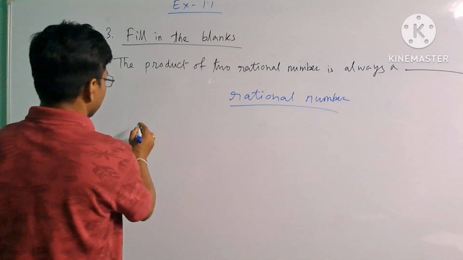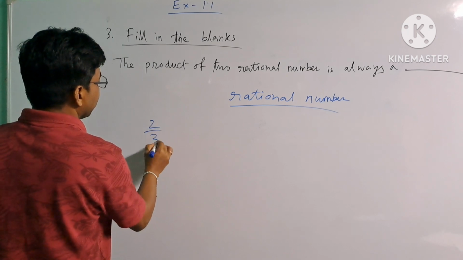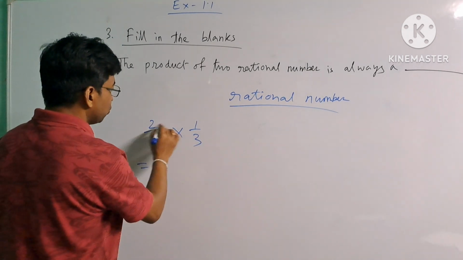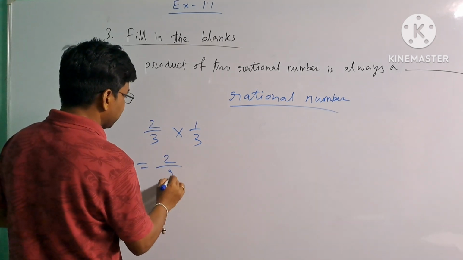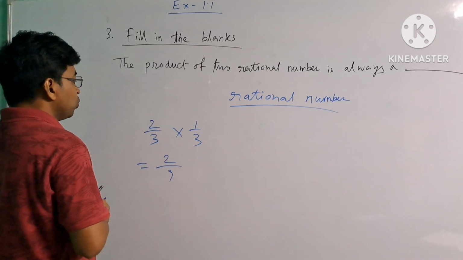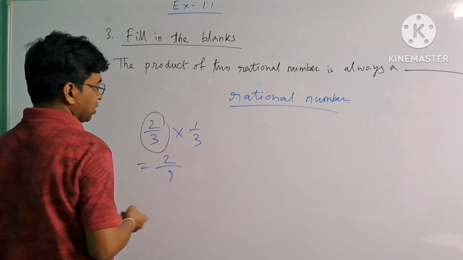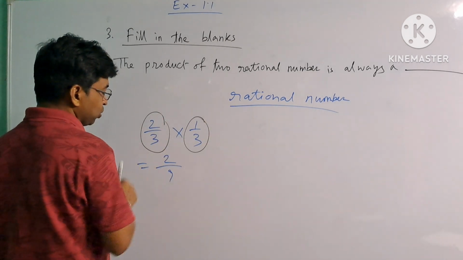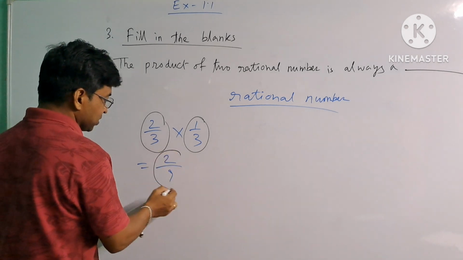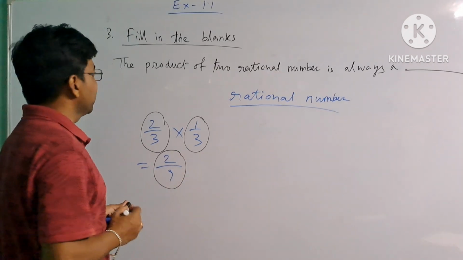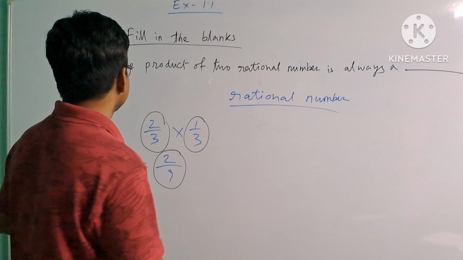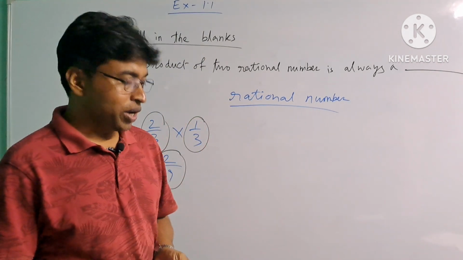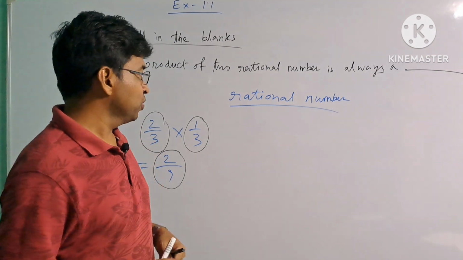Let's take an example. If we multiply 2 by 3 into 1 by 3, we will get 2 1s are 2 and 3 3s are 9. Here 2 by 3 is a rational number and 1 by 3 is a rational number. If we multiply two rational numbers, we will get the result 2 by 9, which is also a rational number. So the answer, the product of two rational numbers is always a rational number. You can take more examples for your clarity.